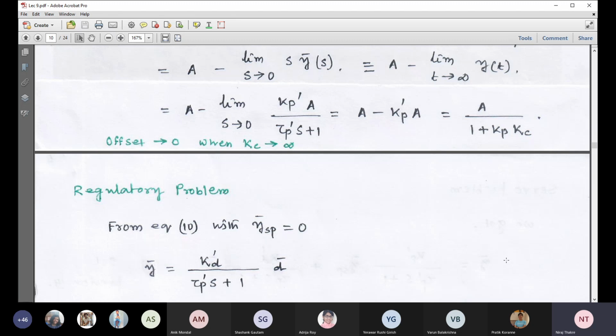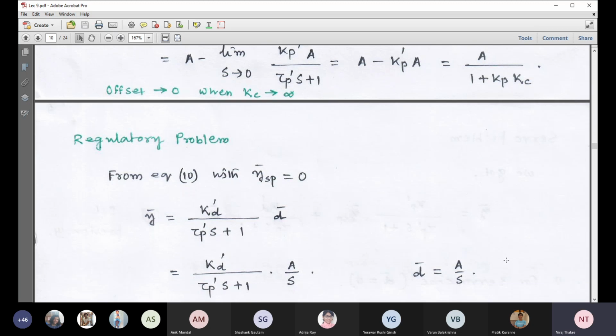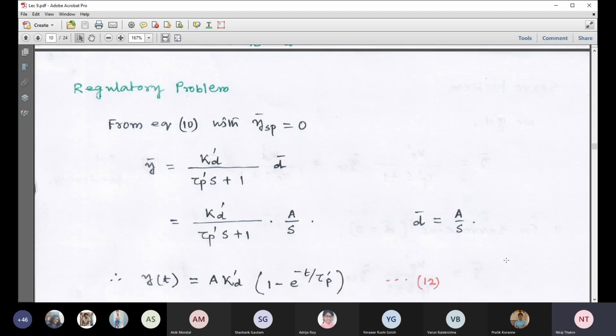Then you see we get this equation. Now, as I told, in the similar way, we will consider a step change in disturbance with magnitude A. Now let us take the inverse of Laplace transform in both sides and get equation 12.